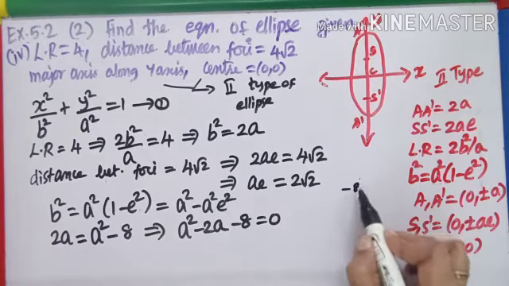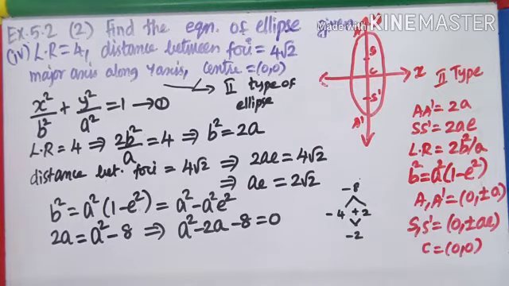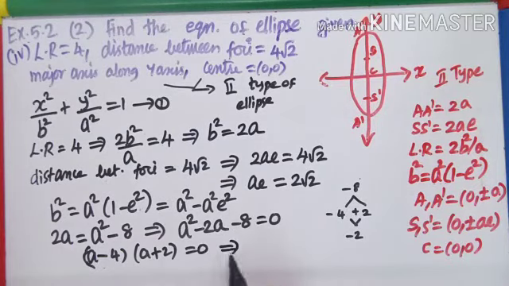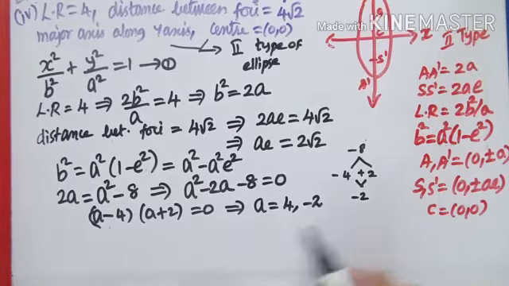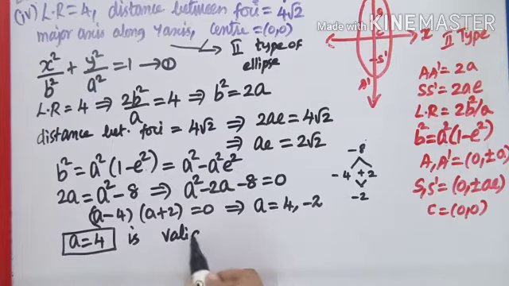Factorizing, minus 8 and I want minus 2. 4 and 2 are the factors. Negative tells me this is minus and this is plus. So I get A minus 4 into A plus 2 equal to 0, or we get A is 4 and minus 2. Which is valid? A, B, E should be positive, so we consider the positive number to be valid. A equal to 4 is valid.